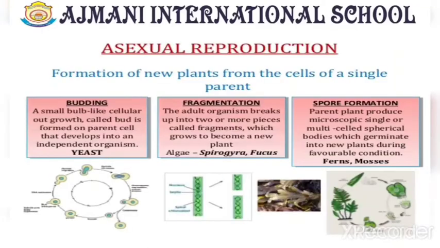Asexual reproduction means when a new plant is formed from the cell of a single parent. It is considered as asexual reproduction. It is of three types: budding, fragmentation, and spore formation.